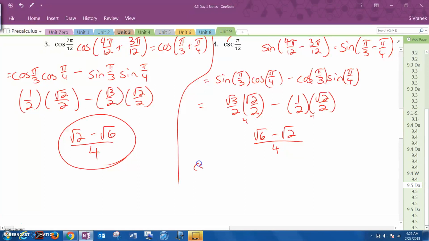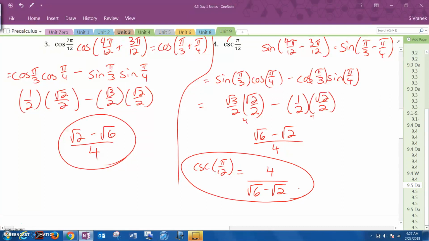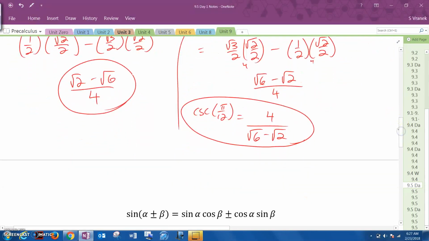However, I want cosecant of pi over 12. Cosecant of pi over 12 will be 4 over root 6 minus root 2 because we have to flip it. Okay? So that's the only thing you have to add to it when you have a trig function that's one of the reciprocal ones.